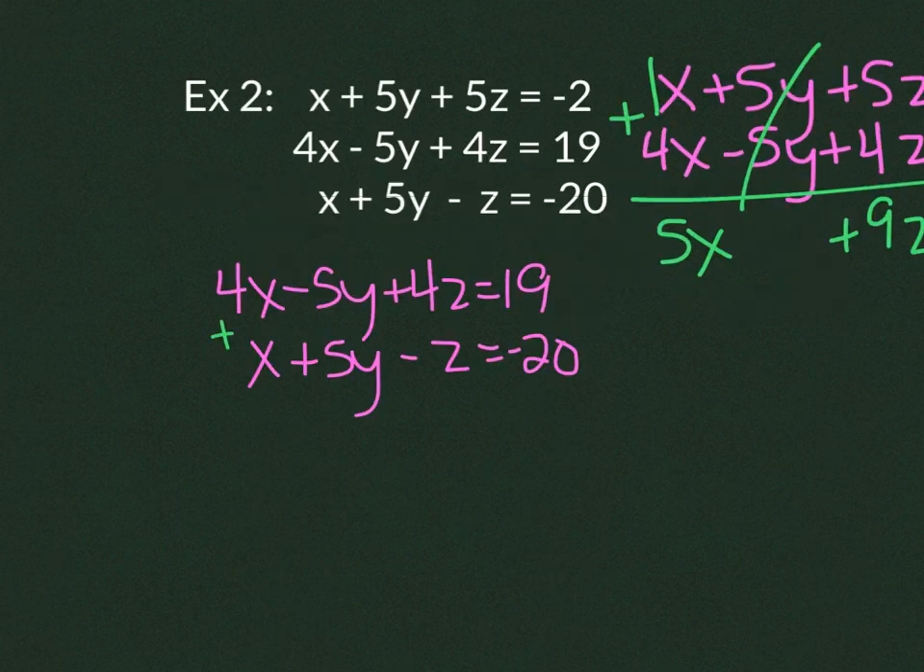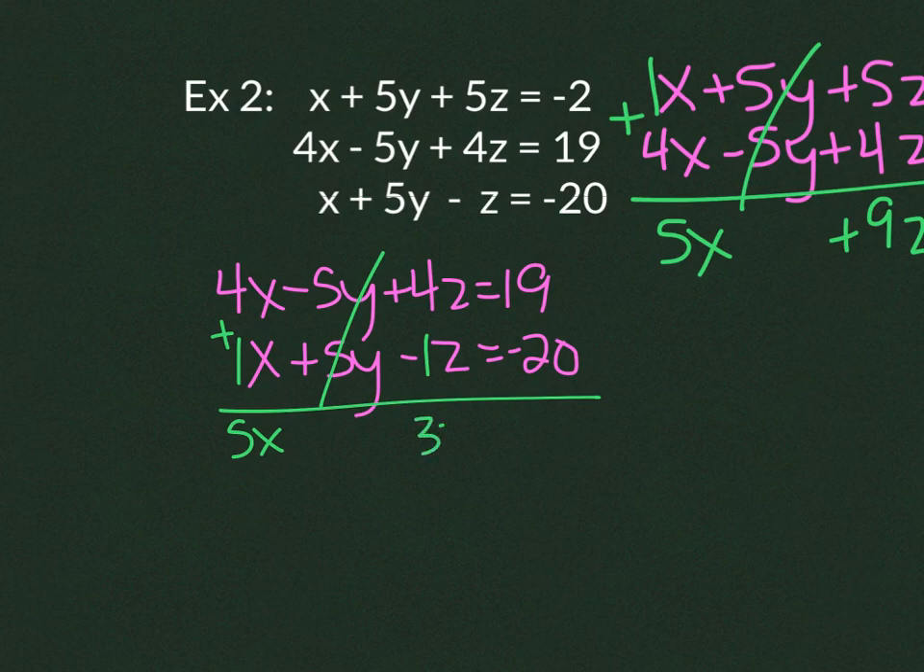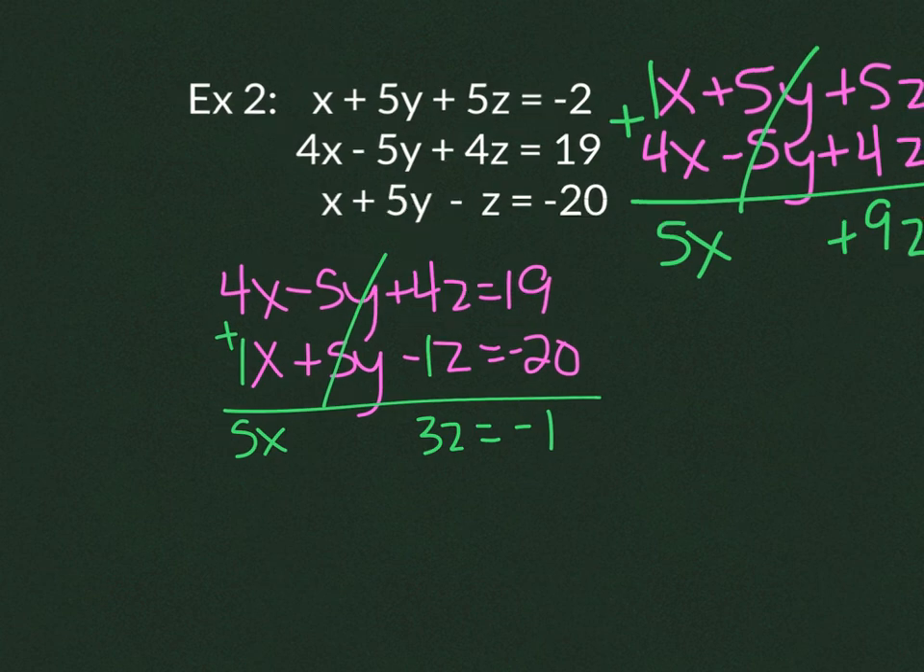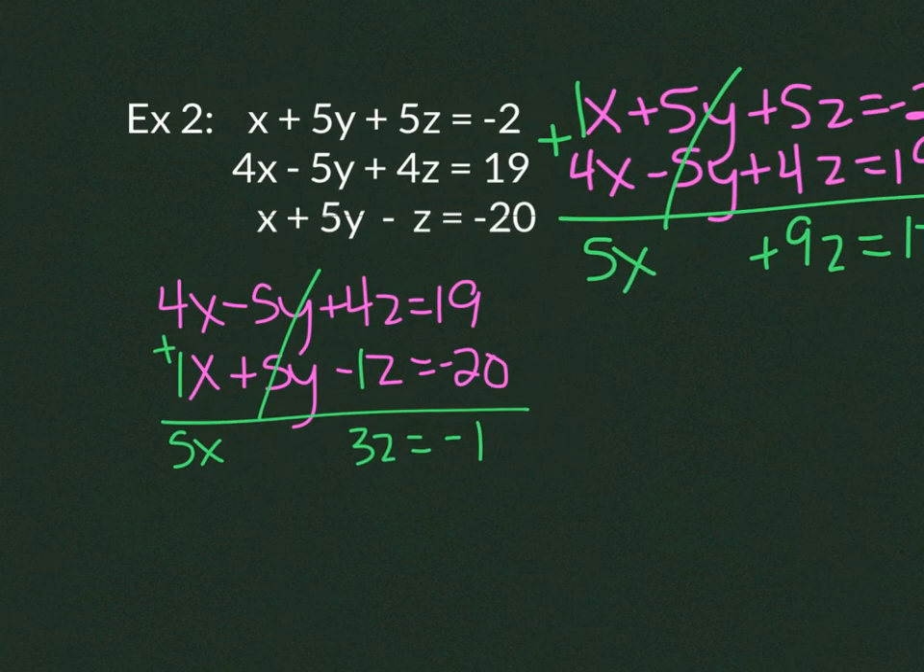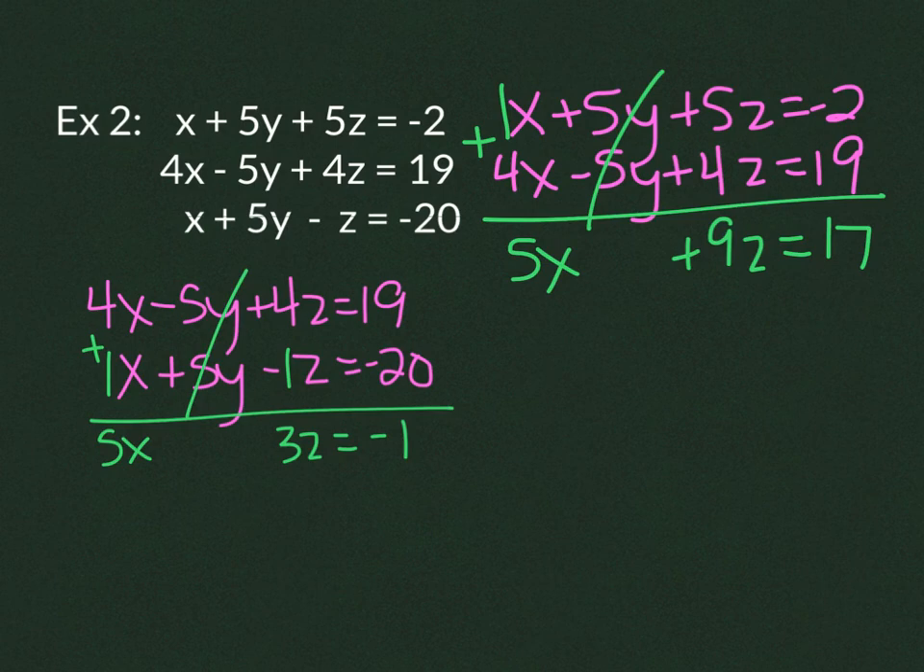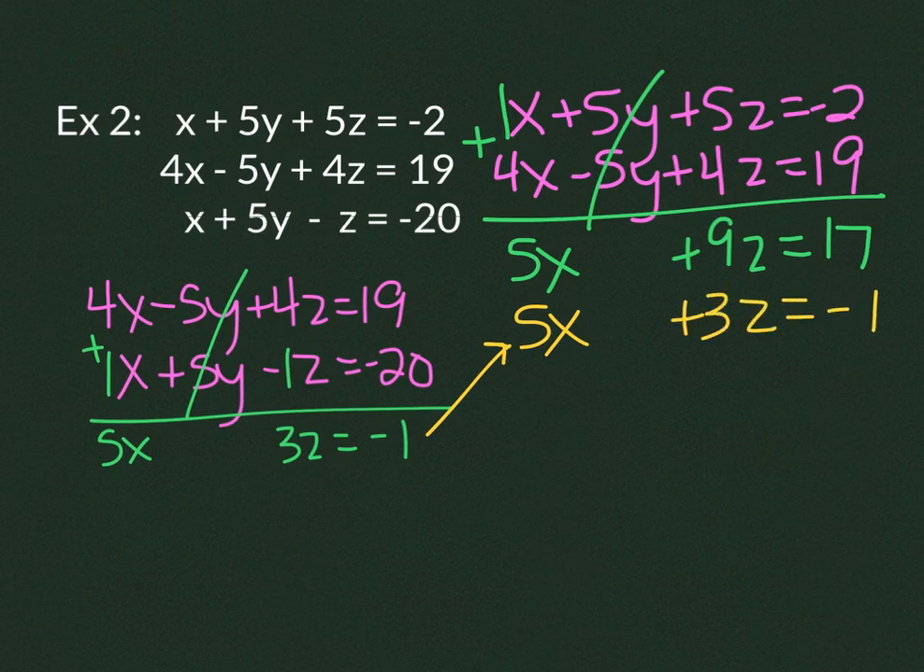I've rewritten them. Let's add them together. 4x and 1x is 5x. Negative 5y and positive 5y cancels. 4z minus 1z would be 3z. 19 minus 20 is negative 1. Now look, I have 2 equations that have x and z's. So now I can use elimination on these 2. I'm just going to bring this one over, 5x, and put it in line, plus 3z equals negative 1.